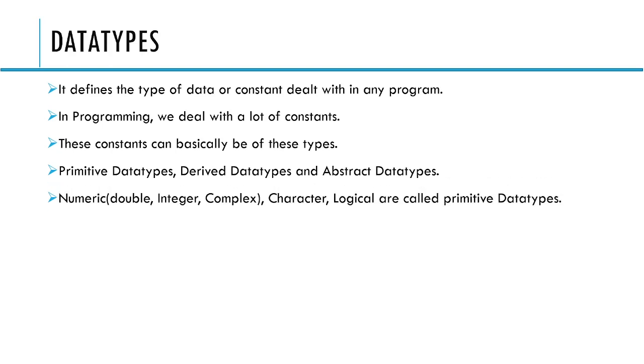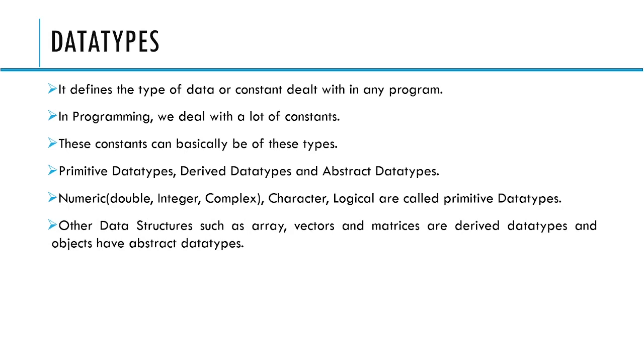And derived data types are derived from different types of data contained in a grouped data structure. If we know the type of data structures, that means a group of constants, I can derive the data type from that set of constants if they are of the same data type. So in derived data types, you will find arrays, vectors, matrices. They are derived data types.